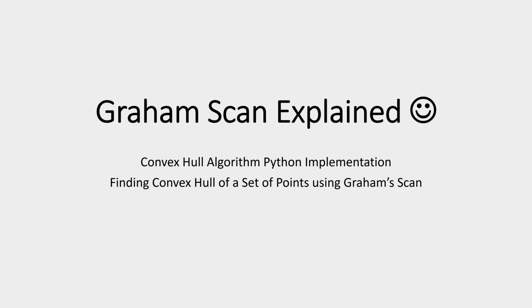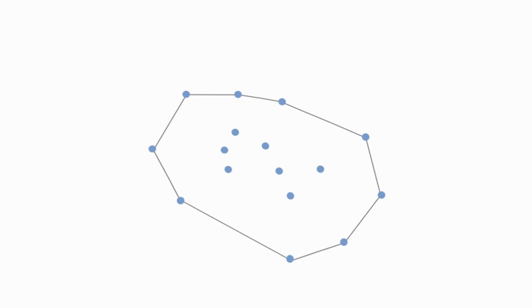Graham's scan is an algorithm designed to determine the convex hull that encloses a set of points on a plane, aiming to maximize the enclosed area while minimizing the perimeter. Here you see an example of a convex hull.